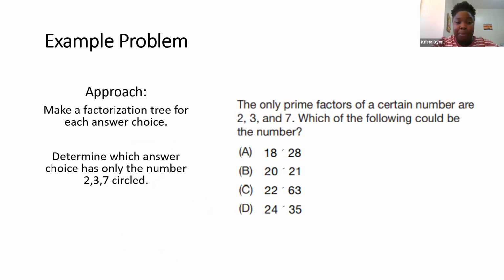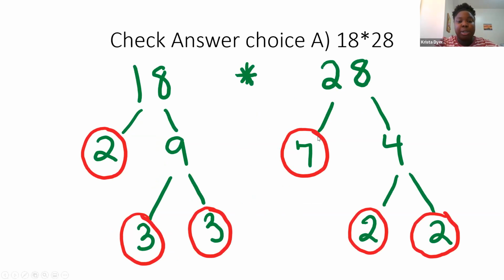So let's do this example problem. The only prime factors of a certain number are 2, 3, and 7. Which of the following could the number be? So our approach, let's make a factorization tree for each of our answer choices and see if the circled numbers are 2, 3, and 7. So let's start with answer choice A.